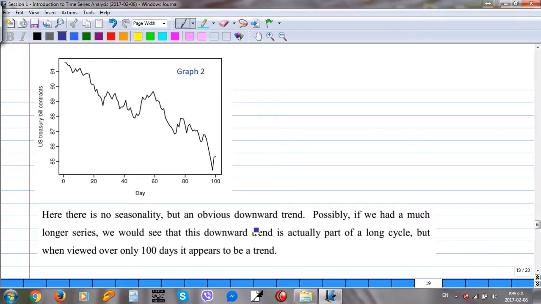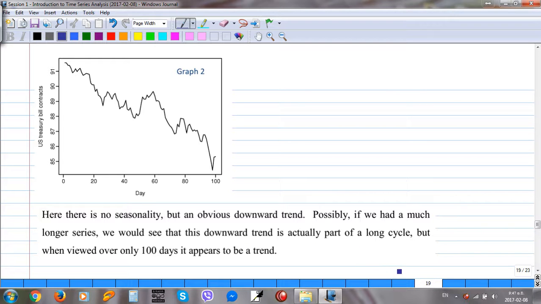So you have to predict that if there is a long series, it can be a long cycle, but we viewed only 100 days. Here it is given only 100 days. That is not enough, right? If we need to take the cyclic behavior, we need more than 30 years. The 100 days is given, so it appears to be a trend. So you have to write that it appeared to be a trend because only 100 days are given. If you have more data, you can tell that it is part of a cyclic behavior. So that is the way of analyzing those graphs.